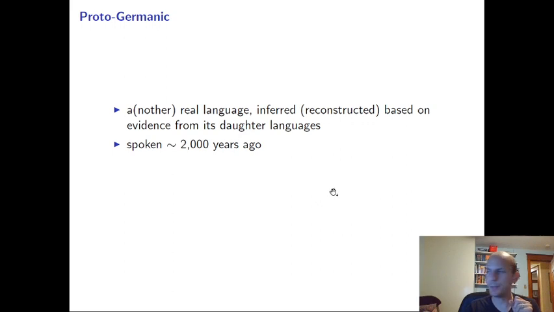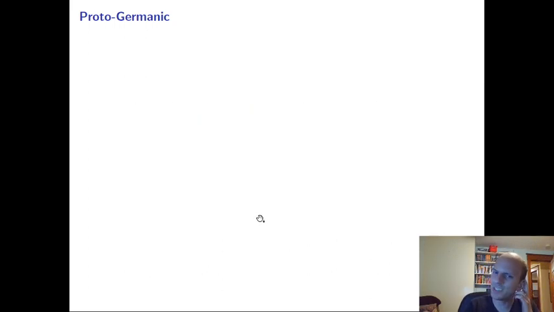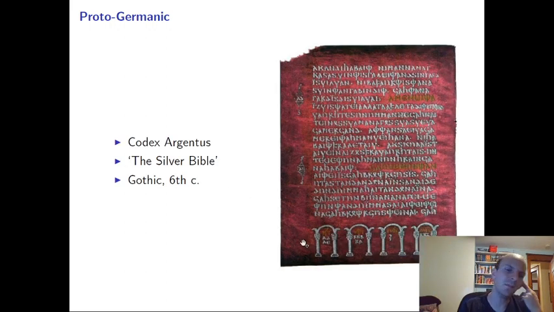This language was spoken about 2,000 years ago, and we don't have any surviving text, like I said, but we can compare our recreations then not to Proto-Germanic itself, but to early Gothic, like a really old version. We basically go back as far as we can. Some early Scandinavian runic inscriptions also come pretty close. So we compare our reconstructions to these sorts of things. We have evidence from various sources. Here's the Codex Argenteus, the Silver Bible from about the 6th century. And we compare our recreations to this, and we find that we get pretty close.